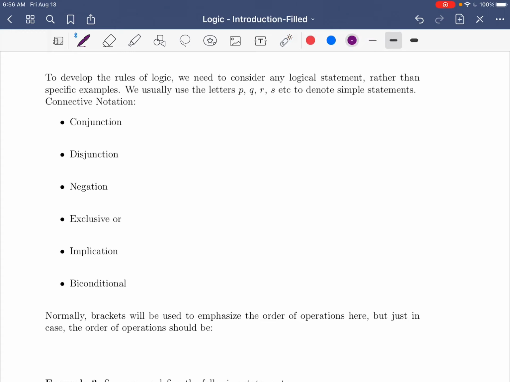Okay, so conjunction is one way that we can put two simple statements together. This is like the and. The way that we write it, it would be P and then a little triangle upside down, a hat, I guess, then Q. And you read this as P and Q. So that's the conjunction.